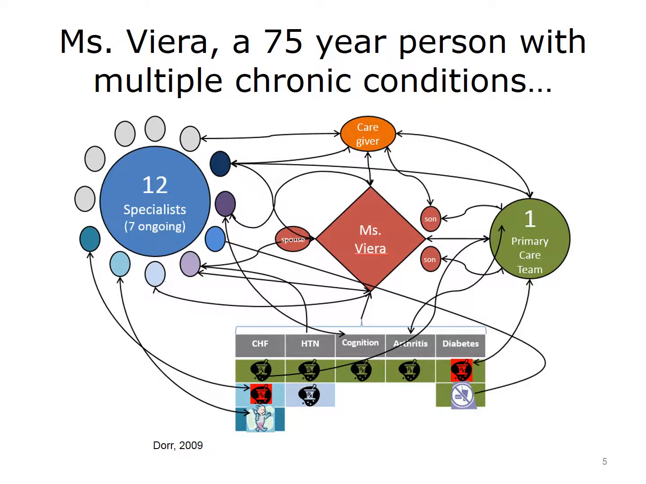This messy diagram is intended to show the information flow as Miss Viera, a person with 5 complex chronic conditions, interacts with the healthcare system over the course of 1 year. If we were to estimate outcomes for her, we would find that she has 90 times the rate of hospitalizations as someone with no chronic conditions, that she takes on average 14 medications, and that she'll see 12 specialists during that 1 year.